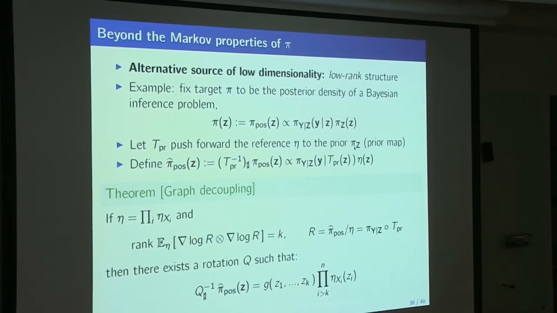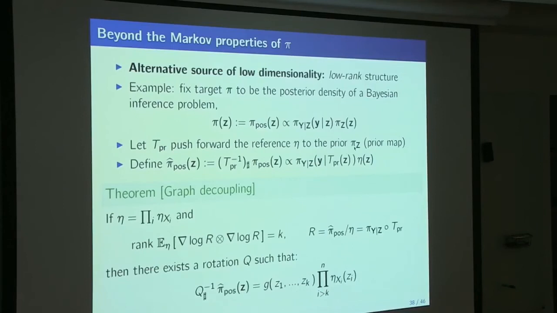Suppose I have a posterior, which is a likelihood times the prior, and I change notation to z being the variable. Now, suppose that I have a map that I'm going to call T_prior that takes the reference distribution and pushes it forward to the prior. So this is a simple map. If, for instance, the prior is Gaussian and the reference is a standard Gaussian, this is just some linear map, and I know it, knowing the prior covariance. But in general, the prior is something that I make up or that I impose, and in general, T_prior is then something that I can construct.